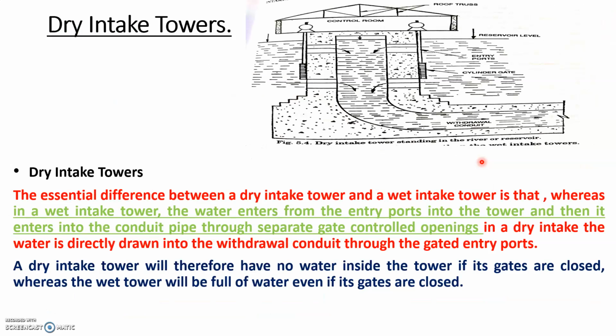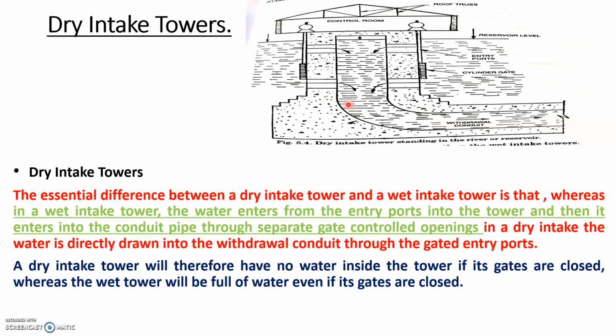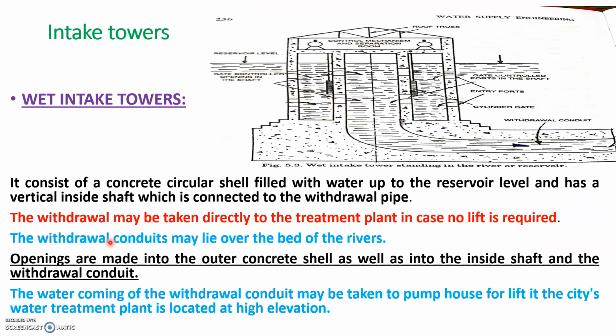Now we will see dry intake structures. Here also we have a concrete shell. The major difference between dry and wet intake structures is that in a wet intake structure the water enters through the ports, then goes to the tower itself. You can see here the water enters through the entry ports. In this structure we have two separate gates.